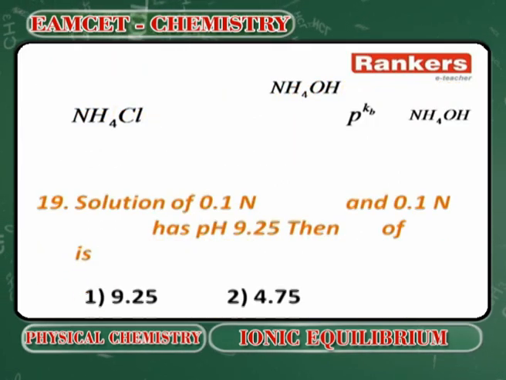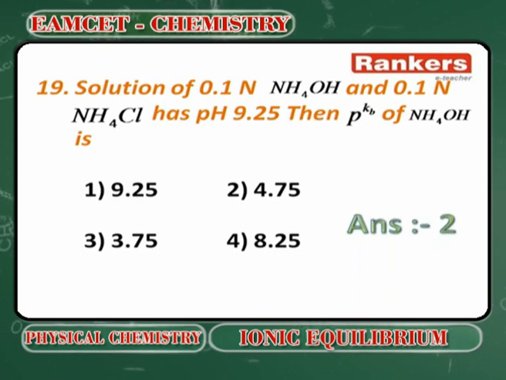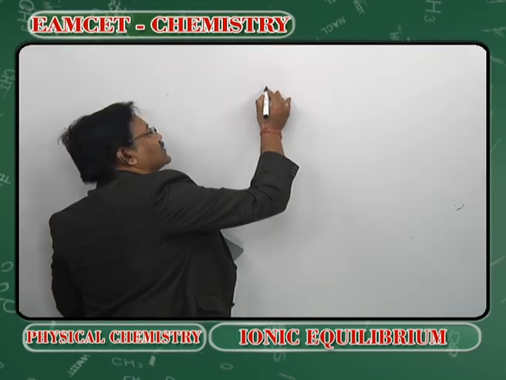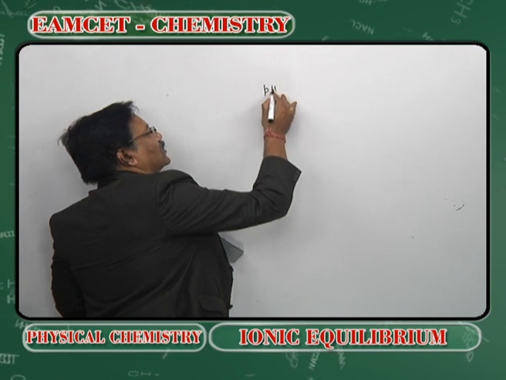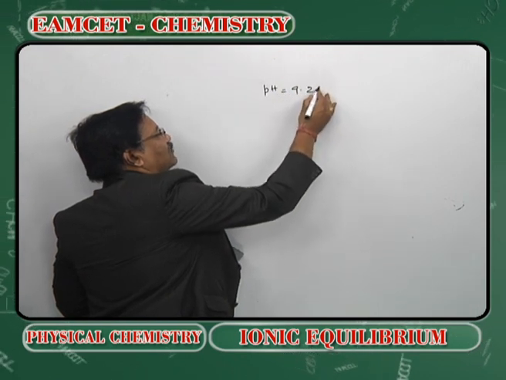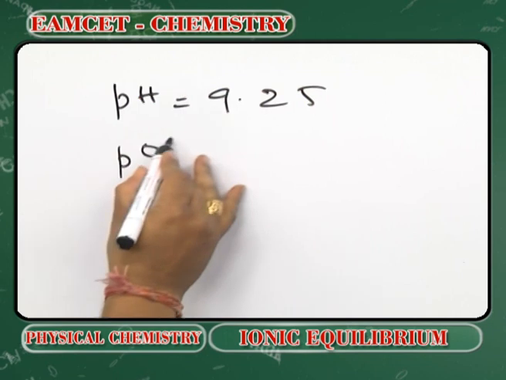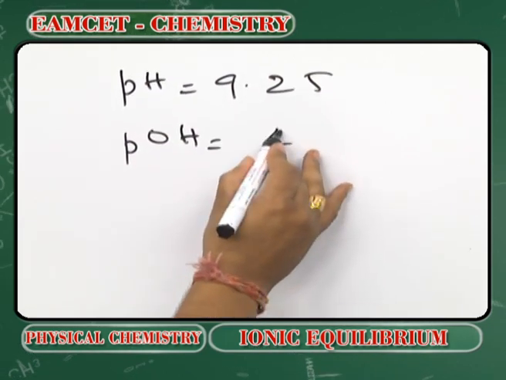Next question. This is a case of a buffer solution. This is a basic buffer solution. pH is equal to 9.25, which implies pOH will be equal to 4.75.